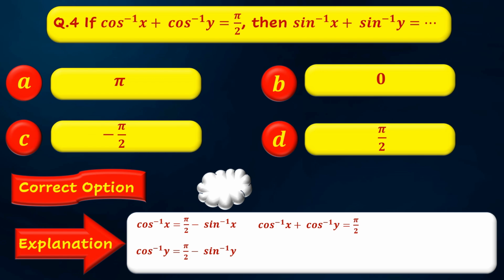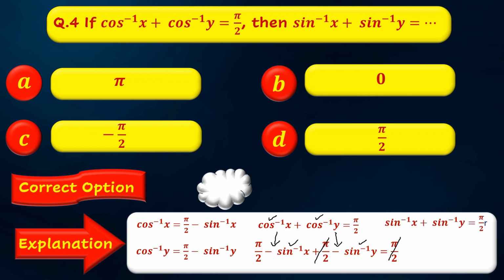Here we shall replace the values of cos inverse x and cos inverse y, and we get pi by 2 minus sin inverse x plus pi by 2 minus sin inverse y. Here cos inverse x has been replaced by pi by 2 minus sin inverse x. Cos inverse y has been replaced by pi by 2 minus sin inverse y. Here we shall cancel out pi by 2 with pi by 2 and take sin inverse x and sin inverse y to the right side, and we get sin inverse x plus sin inverse y is equal to pi by 2. Therefore, correct option is option D.